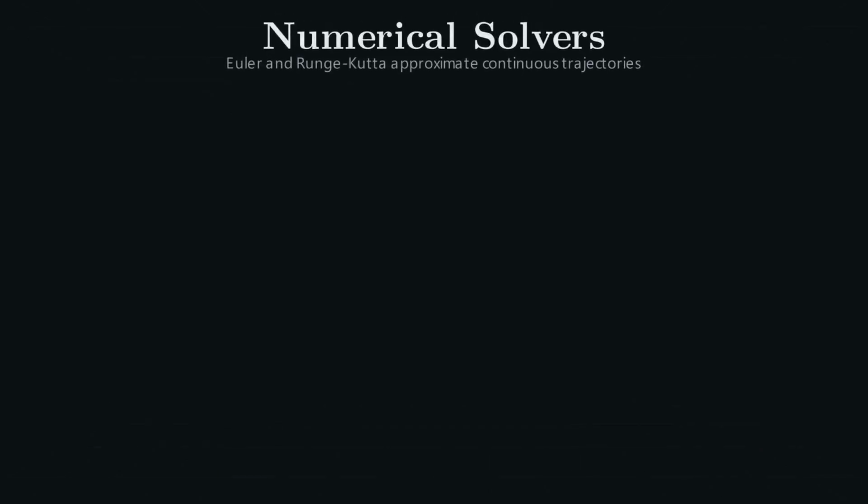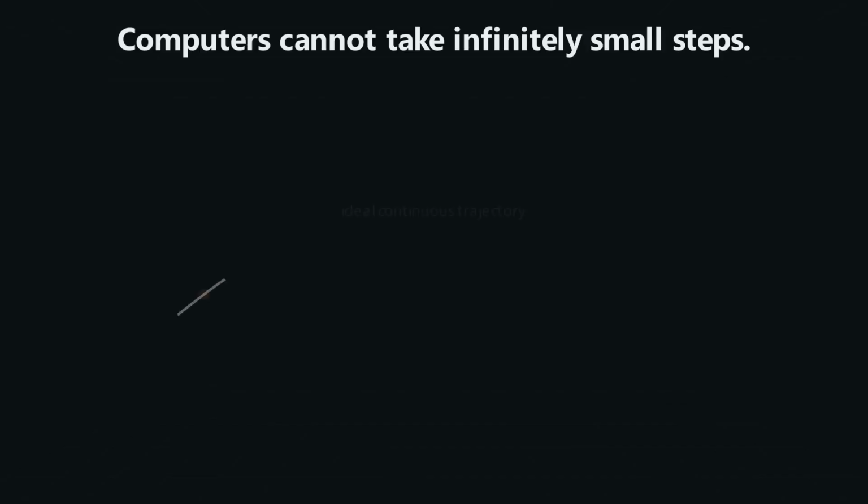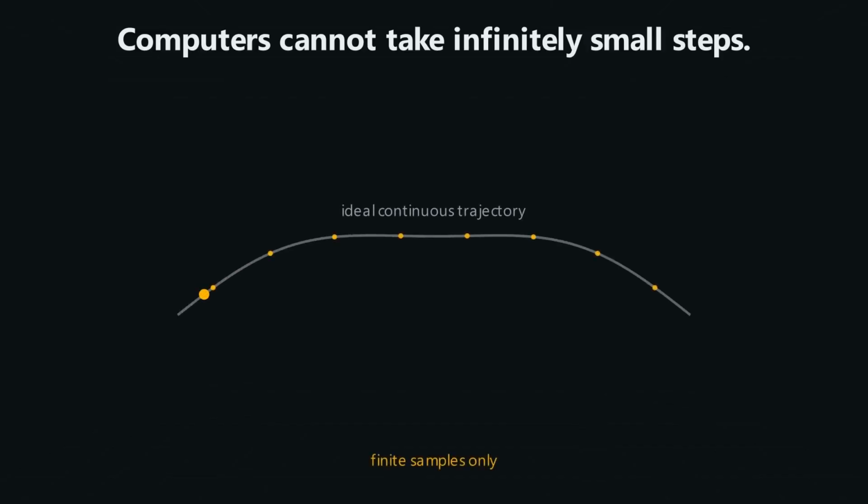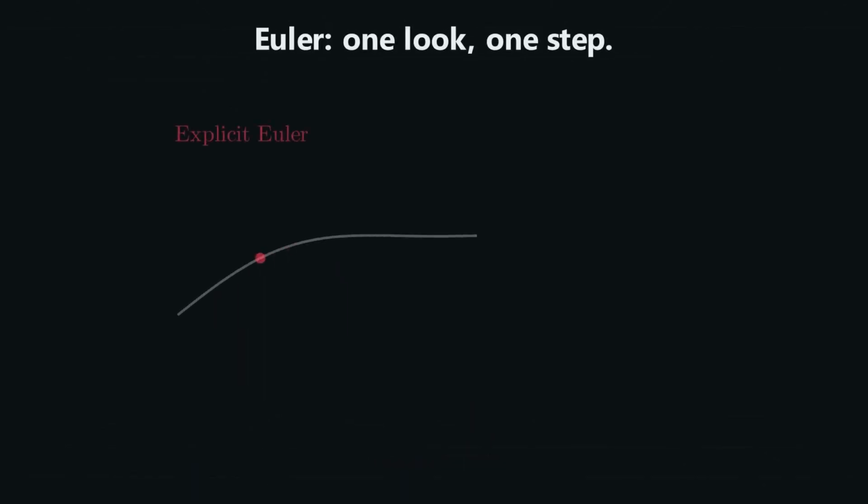All of this is beautiful on paper. But computers do not take infinitely small steps. Computers take finite steps, because a GPU also has a schedule and would like to go home eventually. So, to approximate a continuous trajectory, we need numerical solvers.